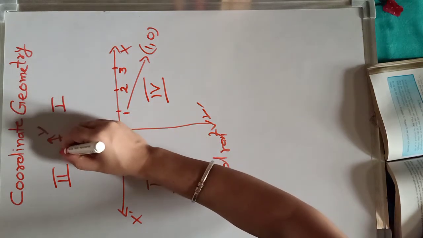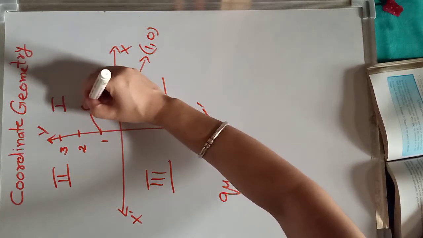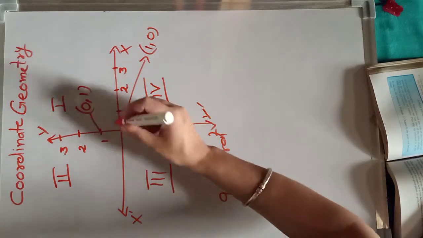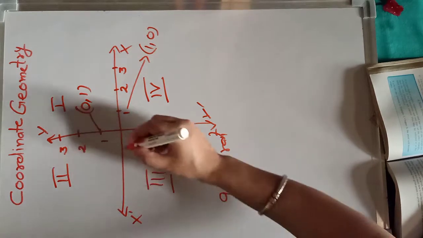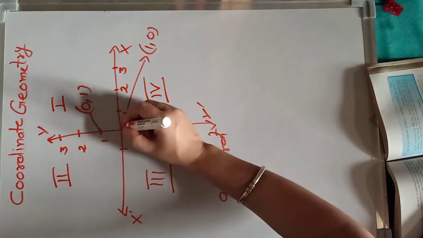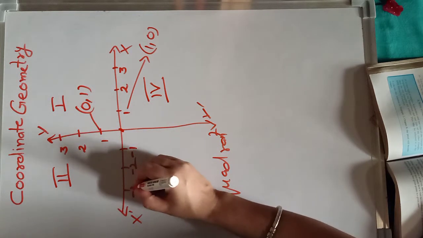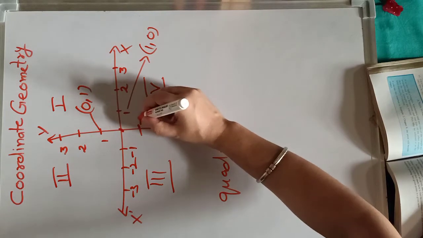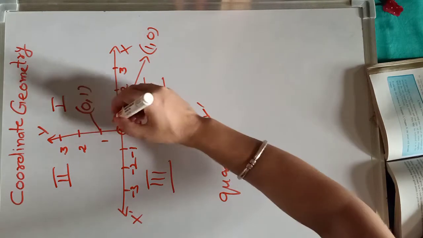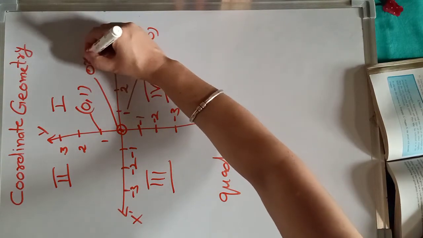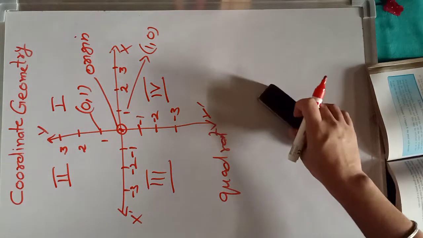1, 2, 3 and so on. So what about this one? This one will be taken as (0, 1), which means the x coordinate is 0 and the y coordinate is 1. Then on the left hand side we have to take -1, -2, -3 and so on. Similarly here with the negative sign, and this point is called the origin.